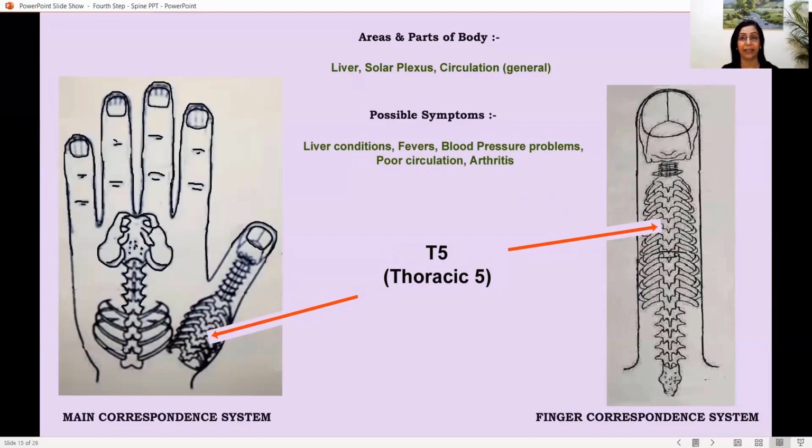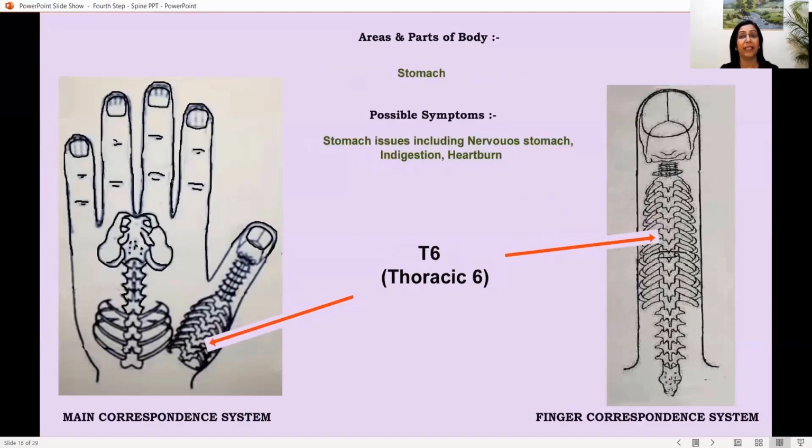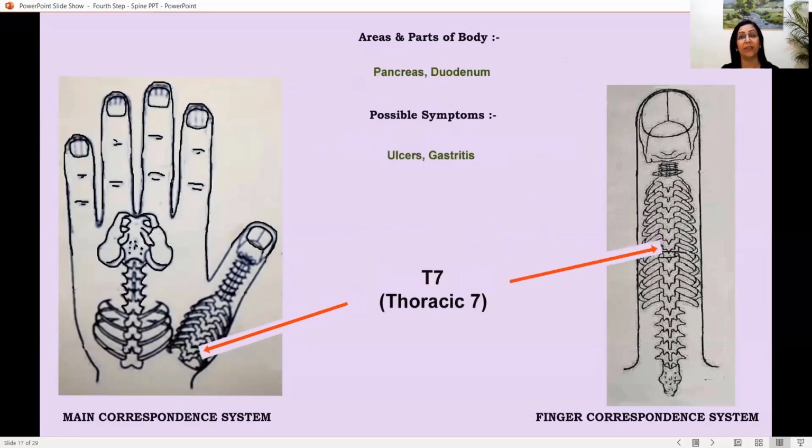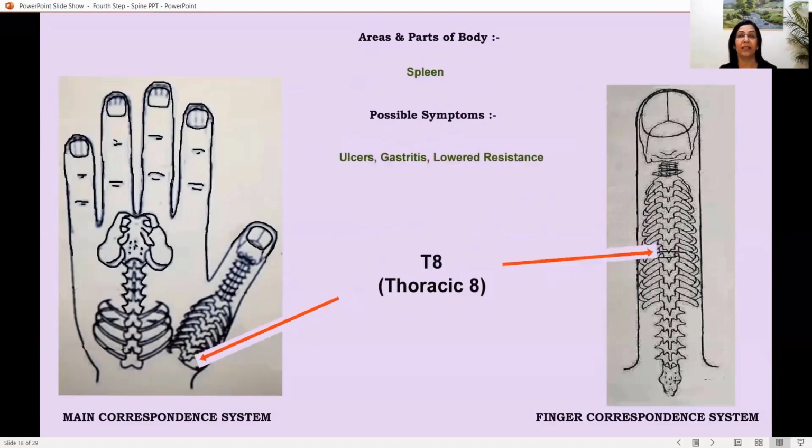Then T6, you have to treat for stomach issues, possible symptoms being any kind of stomach issue, including nervous stomach, indigestion, heartburn, hernias, ulcers, etc. T7 can be treated for pancreas and duodenum issues, possible symptoms being ulcers, gastritis. T8 is treated for the spleen issues, possible symptoms being ulcers, gastritis, lowered resistance in the body.